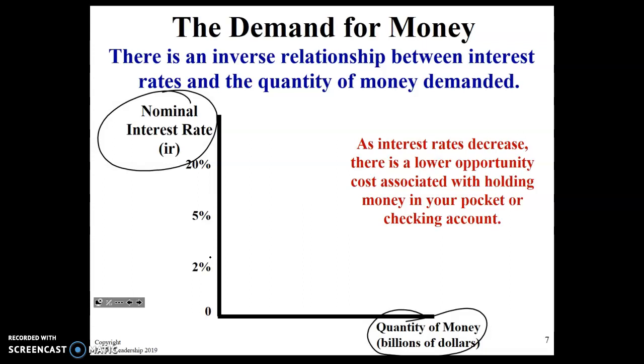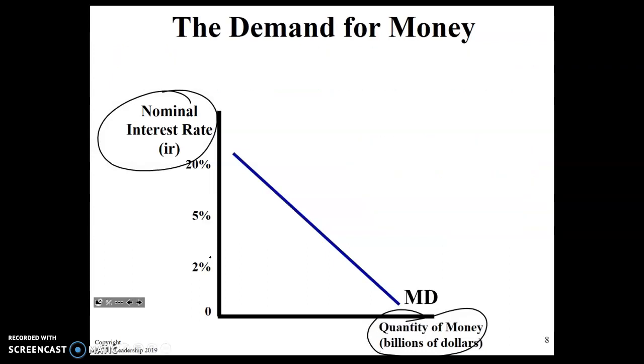So as interest rates decrease, there's a lower opportunity cost associated with holding money in your pocket or your checking account. In other words, you're not going to be taking that money and putting it into other assets. So there's going to be a higher quantity of dollars demanded. So you have a downward sloping curve there.